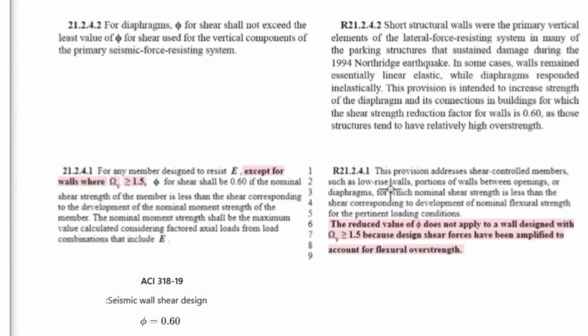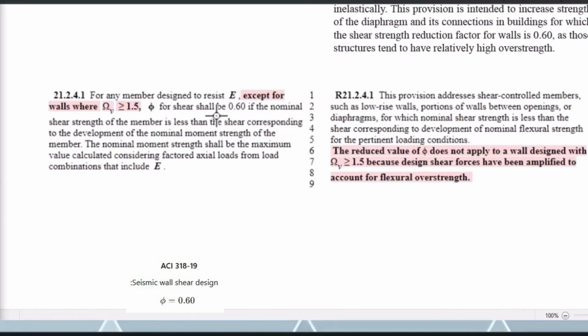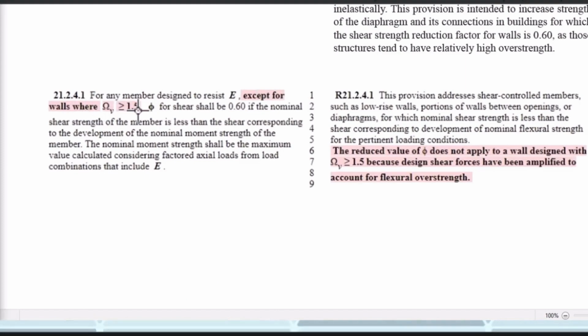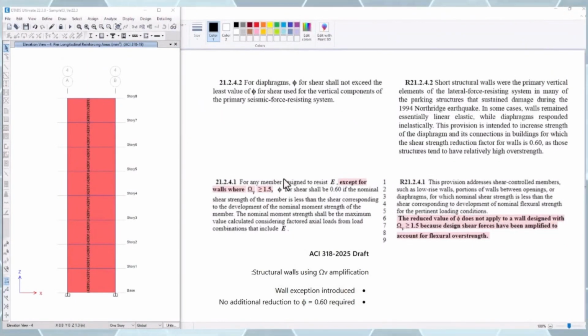One important observation is that omega V is not a user-defined factor anymore. In ETABS 22, it is calculated directly from the wall section properties, reinforcement layout, axial force level, and probable flexural strength. This makes the results significantly more realistic than using a fixed amplification factor for all walls.